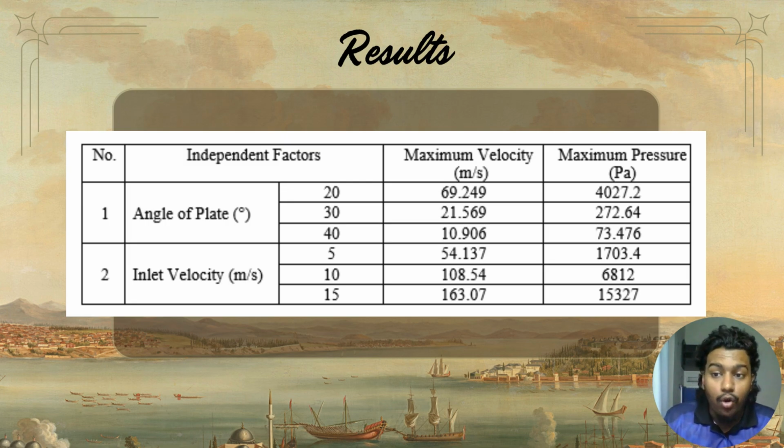And the next is the effect of inlet velocity. Higher inlet velocities directly increase both velocity and pressure. For instance, at 15 meters per second inlet velocity, the maximum pressure jumped to 15,327 Pascal, which is almost 800% higher than at 5 meters per second. These findings highlight the importance of considering flow rates during valve design. To make this more visual, I've included graphs and color-coded contour plots showing velocity and pressure distributions for each test case. We will look at that in the next slide.